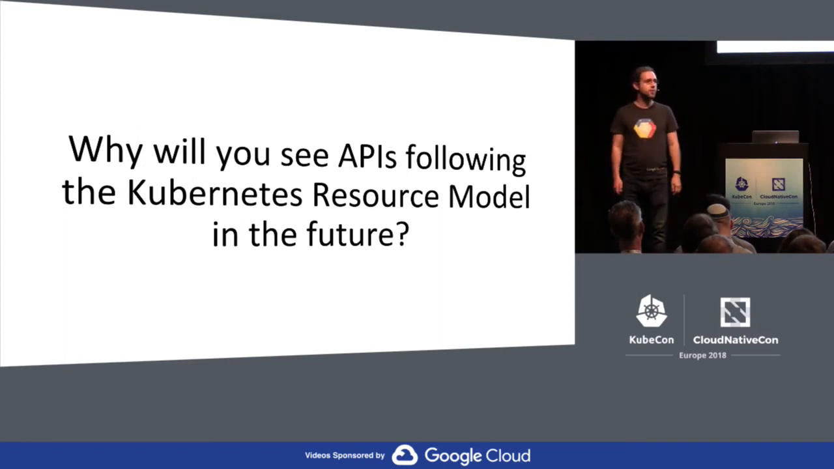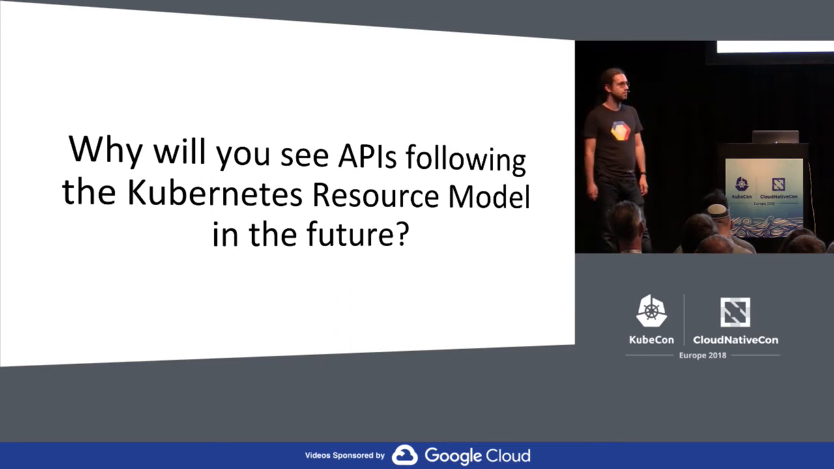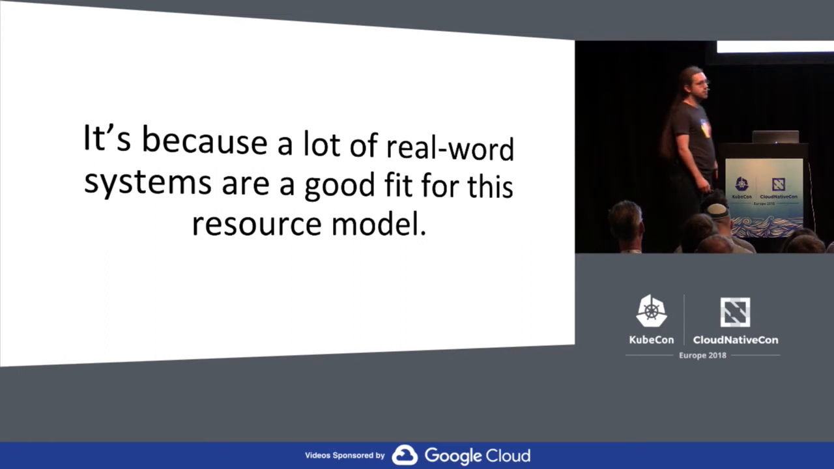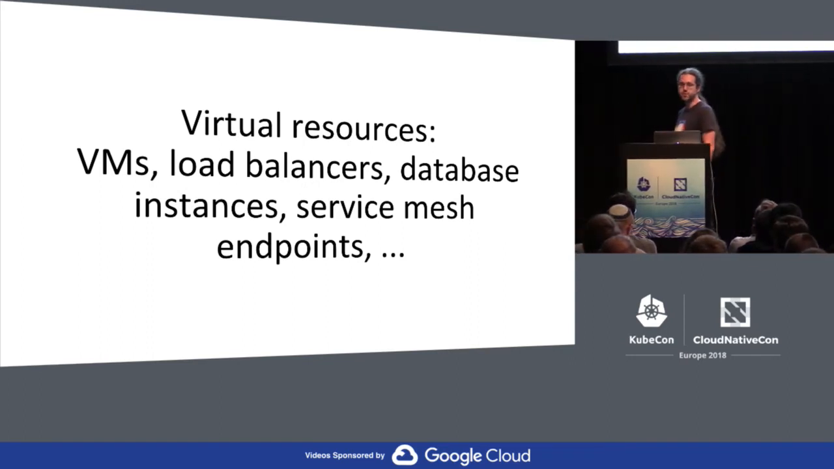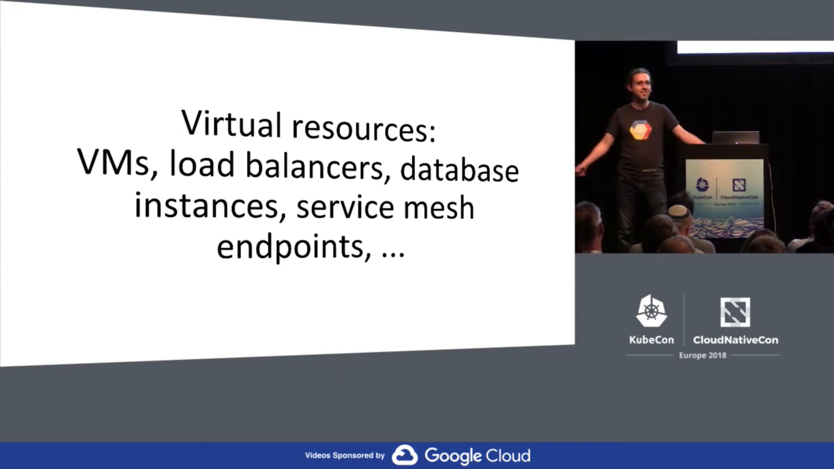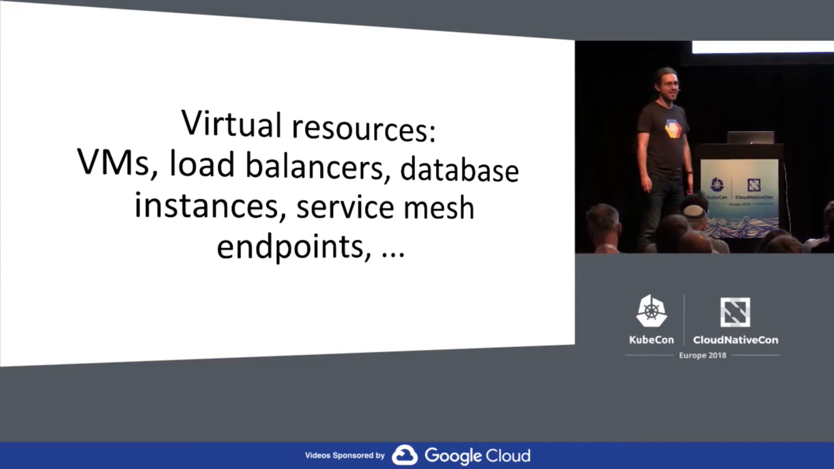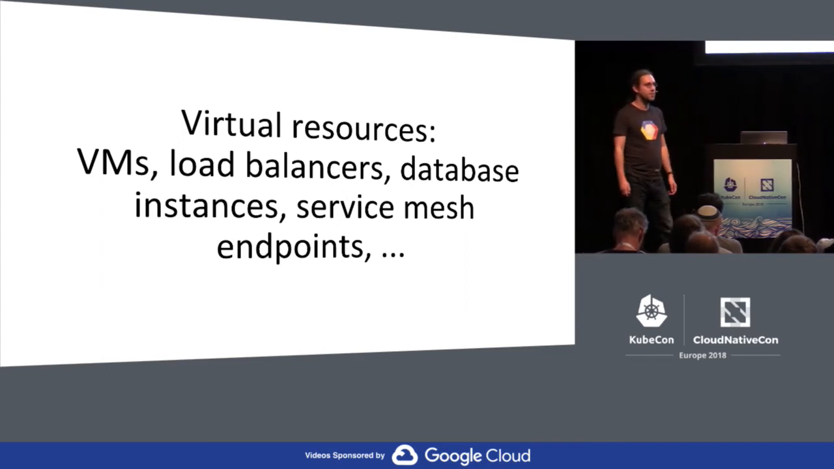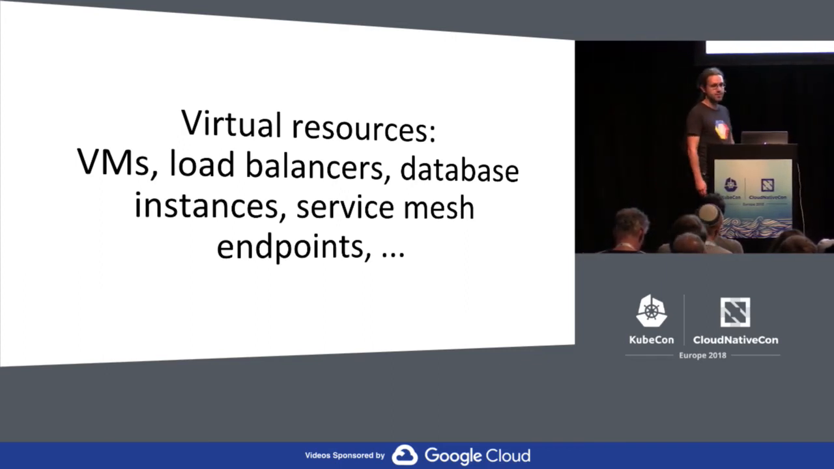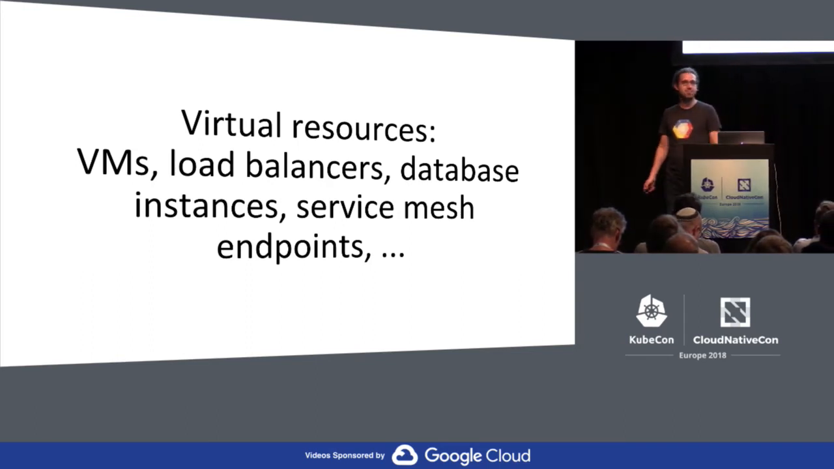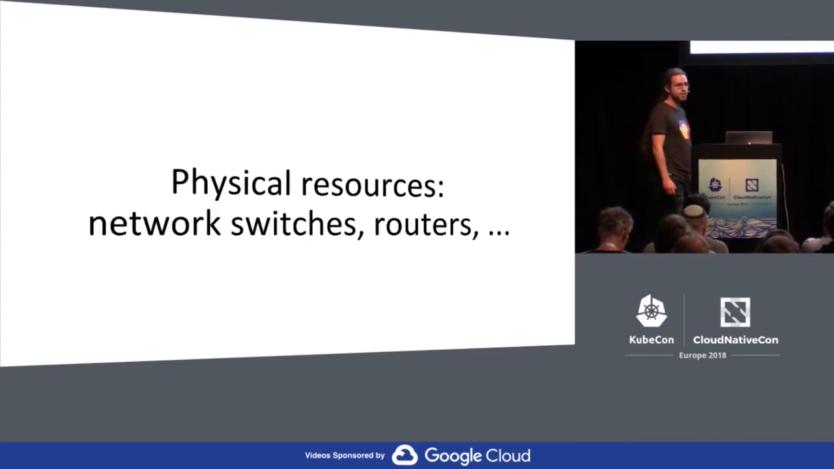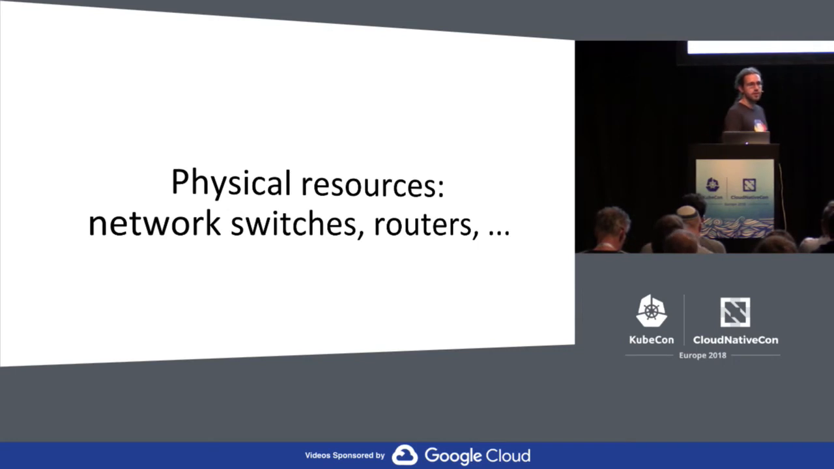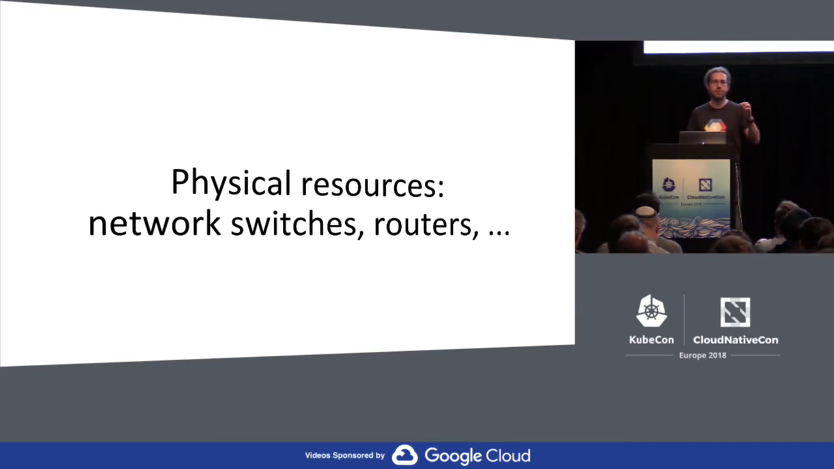So why will you see APIs following the Kubernetes resource model in the future? I think it's because a lot of real-world systems are a good fit for the Kubernetes resource model. I can imagine many virtual resources, like, of course, the objects in the Kubernetes system, which is the reason why the API system exists in the first place. Virtual machines, load balancers, database endpoints, service meshes, anything you can imagine. Kubernetes clusters. I can imagine managing physical resources this way, network switches, routers. Any system where you've got a bunch of things that can be in different states.